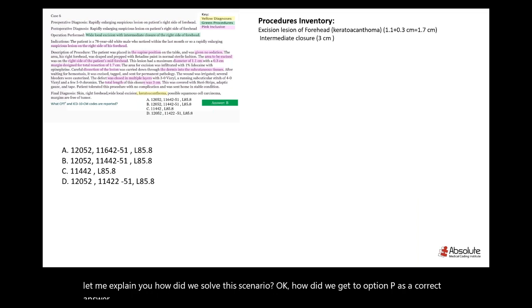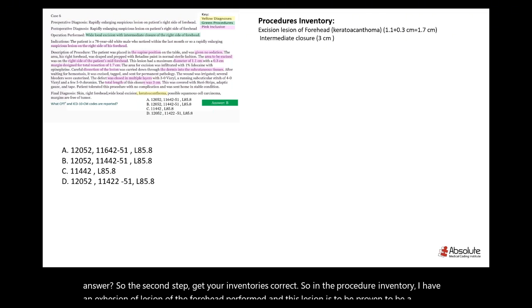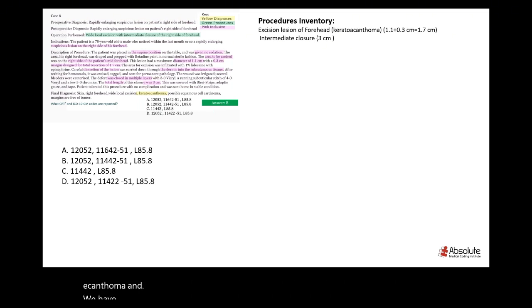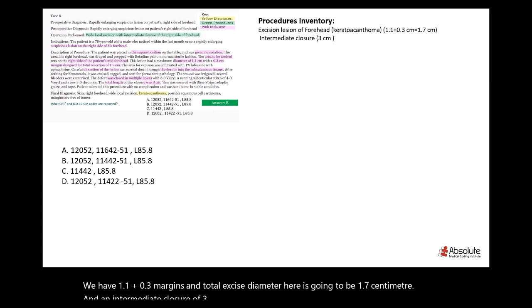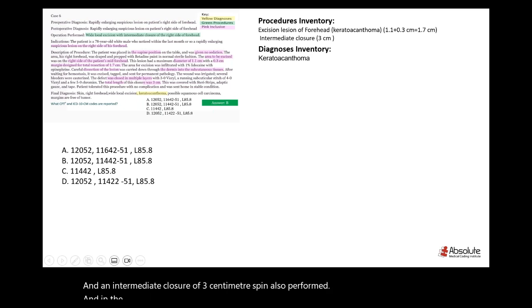So the second step, get your inventories correct. In the procedure inventory, I have an excision of lesion of the forehead performed, and this lesion is proven to be a keratoacanthoma, and we have 1.1 plus 0.3 margins, and the total excised diameter here is going to be 1.7 centimeter, and an intermediate closure of 3 centimeter has also been performed. And in the diagnosis inventory, I do have keratoacanthoma, which was the final diagnosis by the doctor.